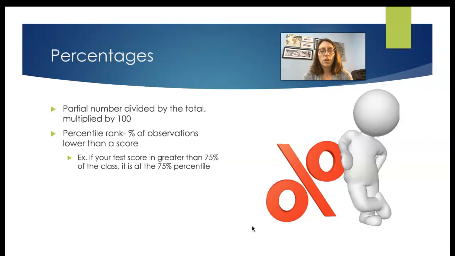So percentages are partial numbers divided by the total and then multiplied by 100. You guys know how to do percentages. That's not new math, but it does play a huge role in statistics. So the percentile rank is the percent of observations lower than a score. So for example, if your test score was greater than 75% of the class, it's at the 75th percentile.